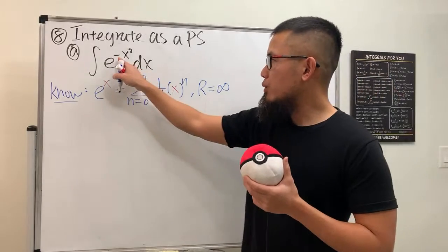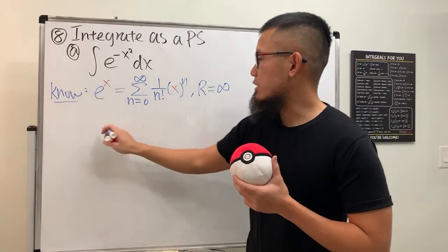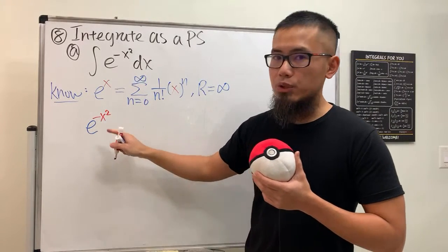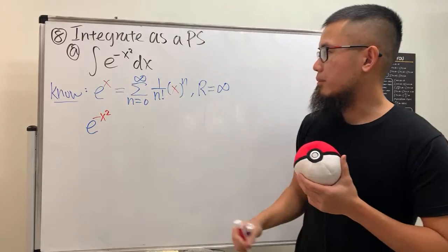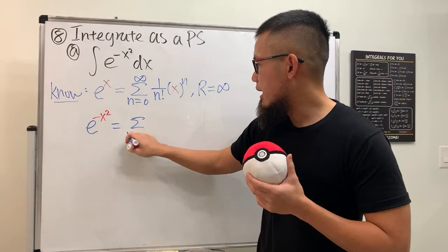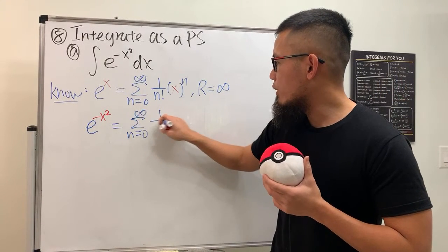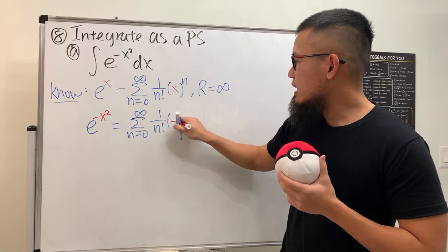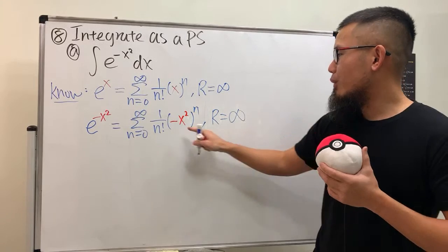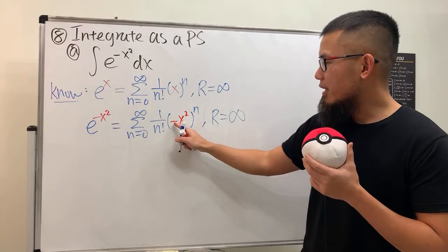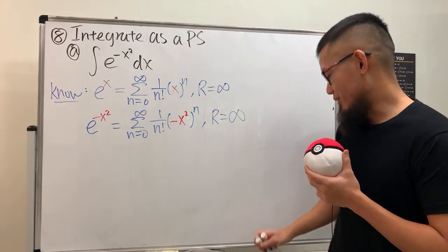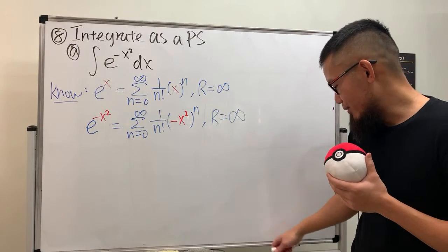But now, we need to have negative x squared. It's not so bad because we can just write e to the negative x squared, and we just have to put the negative x squared in here and here. So e to the negative x squared is equal to the series as n goes from 0 to infinity of 1 over n factorial times negative x squared to the nth power. Because r is infinity, when you plug in negative x squared you still end up with r equal to infinity, so you don't really have to show too much work.